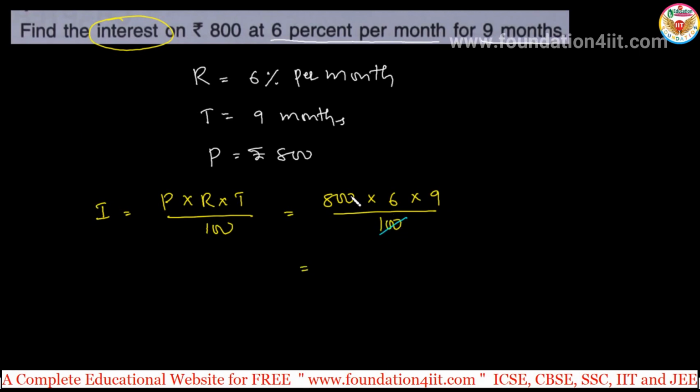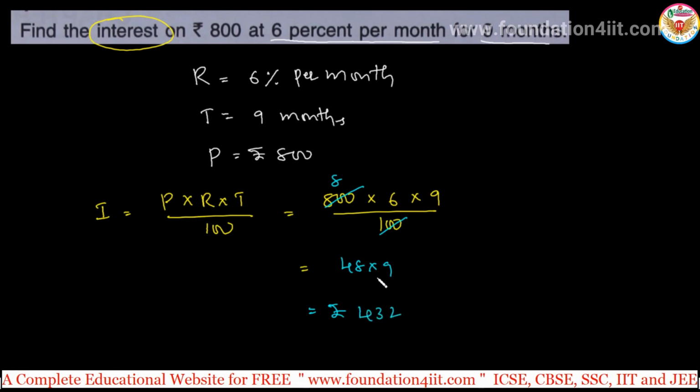Just simplify. 100 times 8. 8 6s are 48 into 9. 48 into 9 is 432. This is the interest. The important thing here is the rate is per month, so time also should be taken in months only. Already months are given, so we can directly calculate. In case years are given, convert into months by multiplying by 12. Let us see some more problems in this topic.